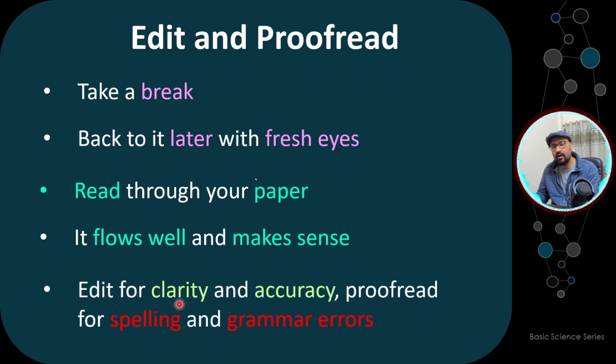Next is edit for clarity and accuracy, and proofread for spelling and grammar errors. Clarity means that when you're reading something, it should be in a flow, it should be clear, and it should not add complex things. If you're adding something, you need to put a little clarifying point before you put that concept in your paper. It should be accurate, so you should not add facts that you think are accurate but are actually not. You need to cross-check all the facts.